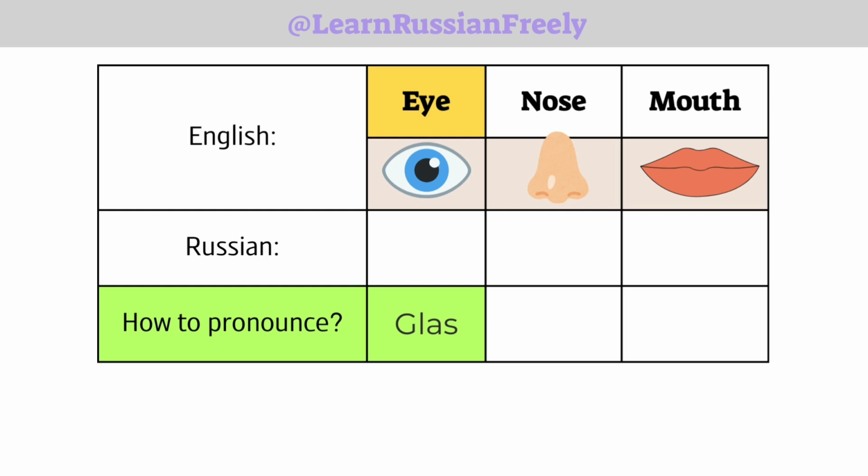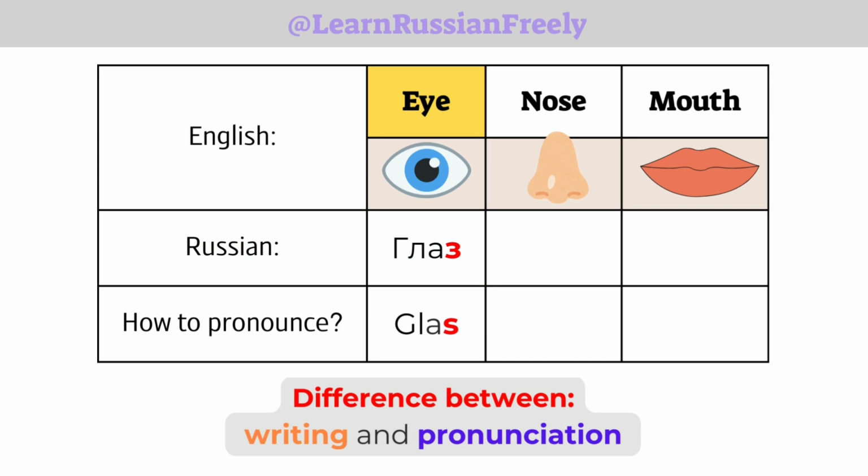How do you pronounce eye in Russian language? You pronounce glass. And how do you write the word eye in Russian language? You write glaz. So you probably heard the difference in the ending. You pronounce with S, glass, and you write with Z, glaz.